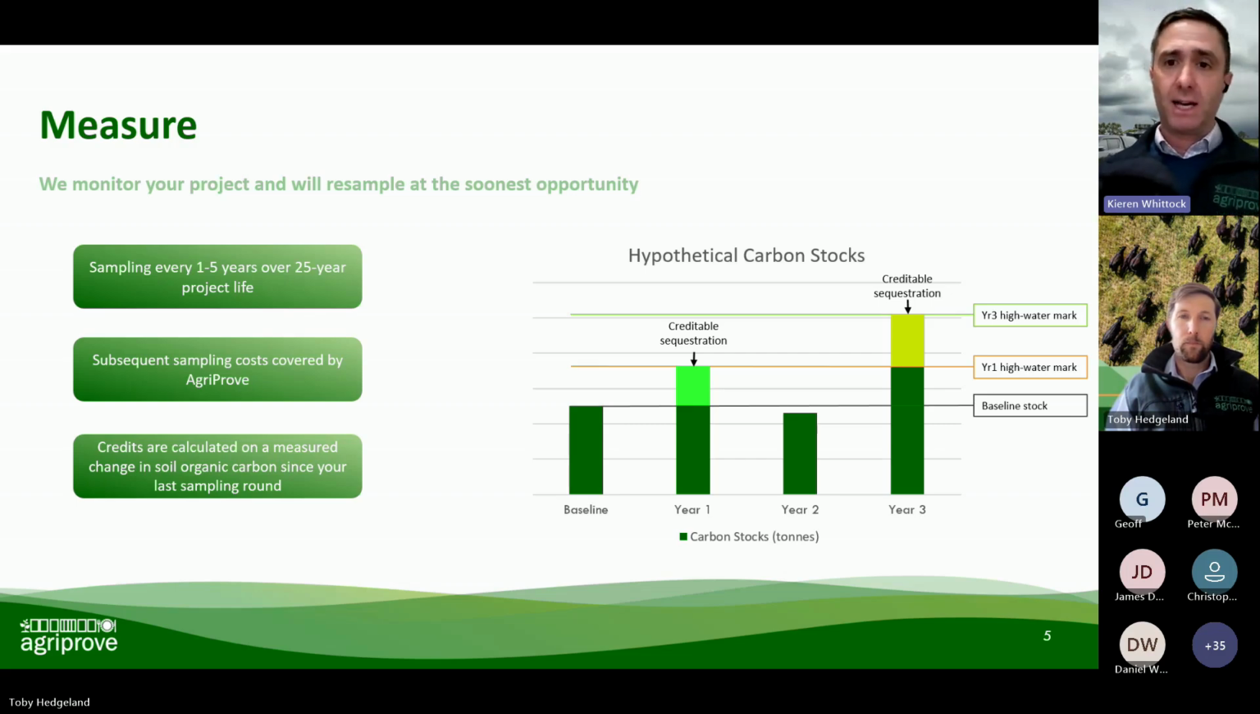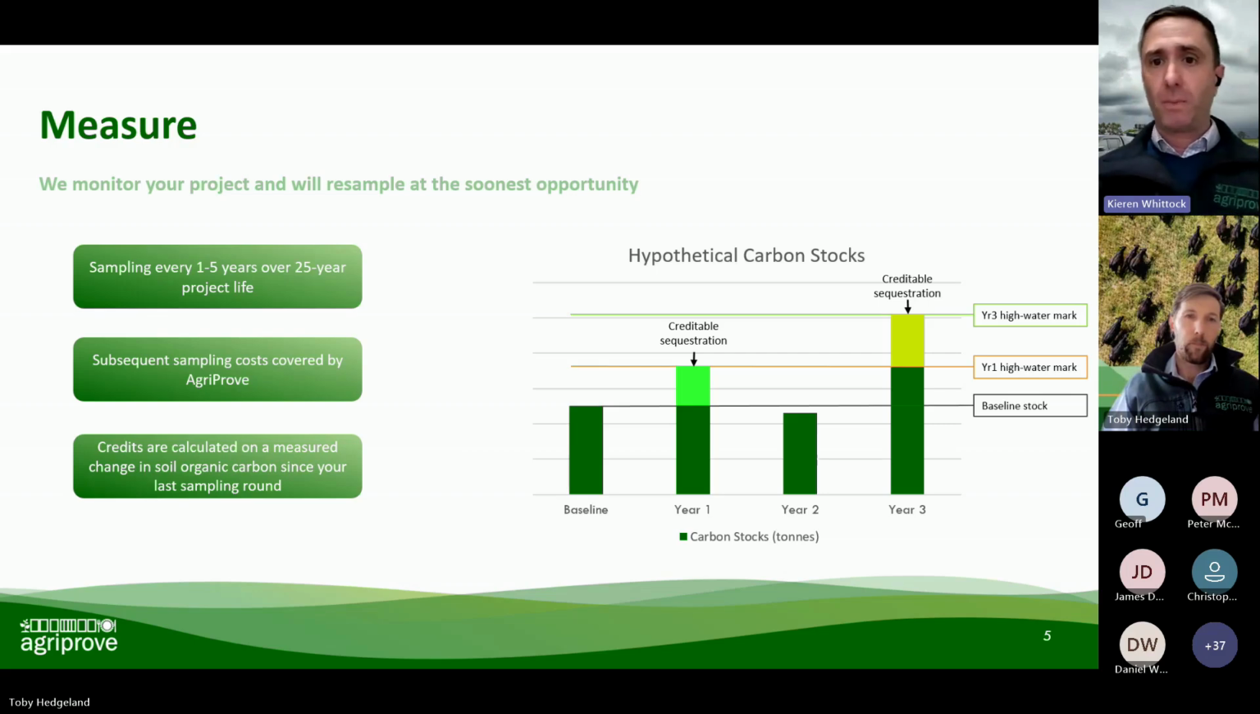So if these indicators are positive, we'll mobilise our field teams, send them out, we'll redo that measurement round, and that measurement round's done exactly the same way as we do that baseline sampling round. All the samples go up to the laboratory for analysis. And then we do the calculations to calculate the change in that carbon stock between your baseline sampling round and that subsequent sampling round.